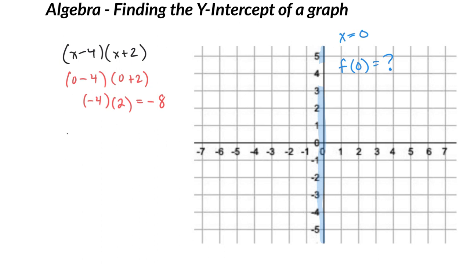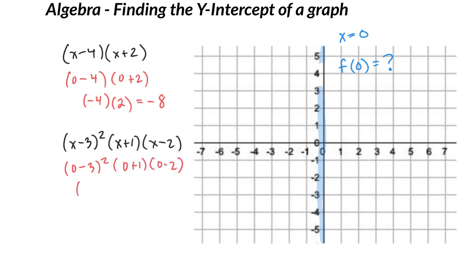And you could do this with bigger things like x minus 3 squared, x plus 1, x minus 2, maybe some bigger factored function. You could say plugging in 0 for x, well, negative 3 squared, 1, and negative 2. Negative 3 squared is 9. I'm just going to write that below it. 9 times 1 times negative 2 is negative 18. So it's a little more work when we're in factored form, but the idea remains the same.